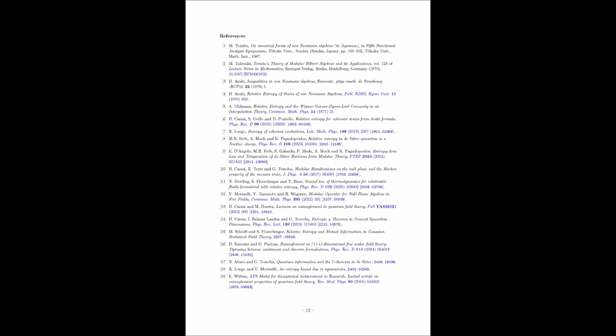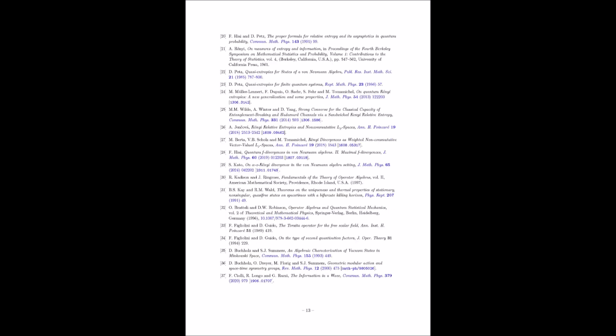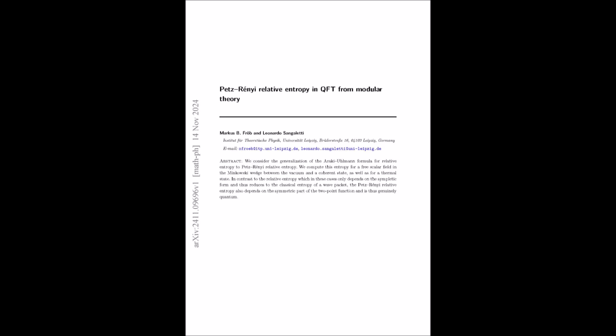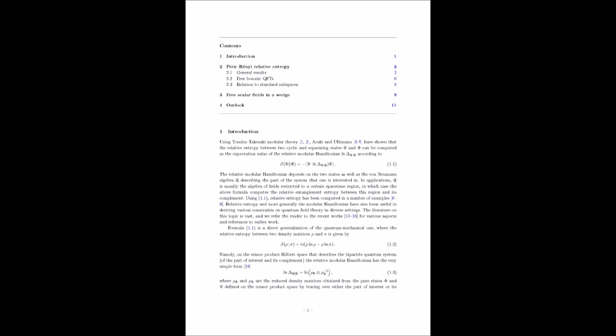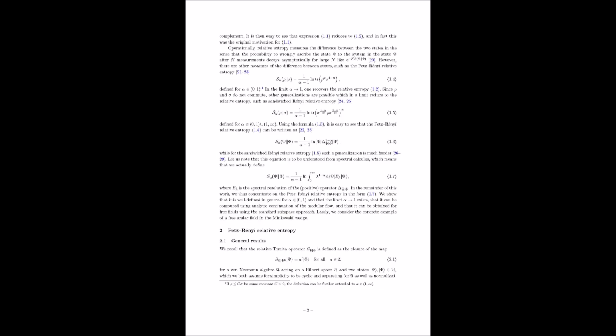One area where it could be particularly useful is in studying the entanglement structure of black holes. Black holes are thought to possess a high degree of entanglement between their interior and exterior regions. And Petz-Rényi relative entropy could provide a valuable tool for quantifying this entanglement and exploring its implications for black hole thermodynamics. That's a pretty mind-blowing concept. It is. Using this entropy measure, we might be able to peer into the quantum secrets of black holes and gain a better understanding of how they store information.